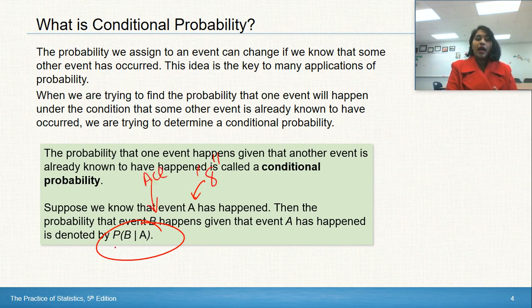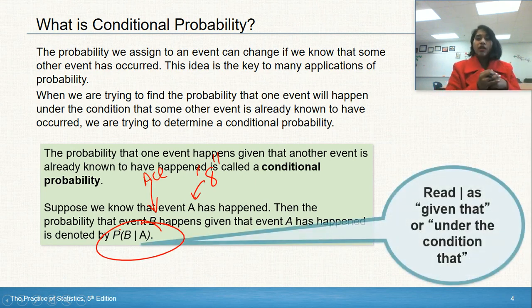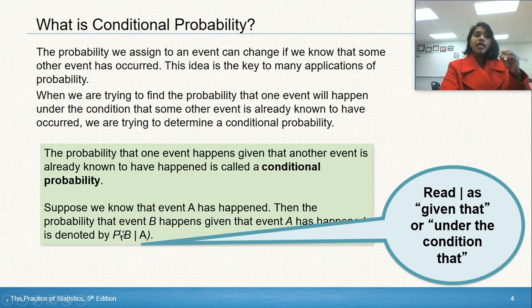Then how we denote it would be the probability, and in my subset, it would be B bar A. And what that stands for is, what is the probability that event B happens, and here's our phrase, given that A has already occurred, or under the condition that A has already occurred. So this is what we call conditional probability. It's when an outcome can occur because of another, so it's sequential.